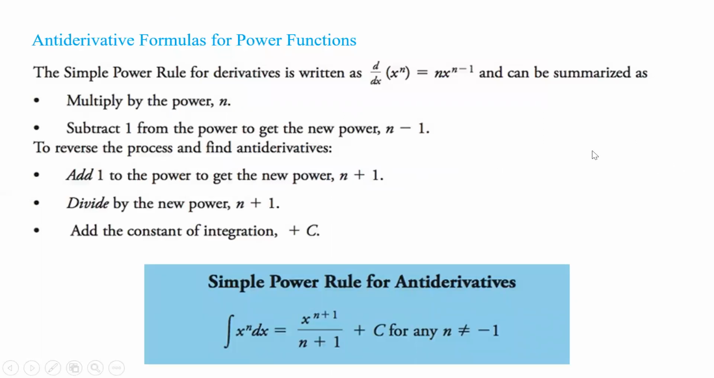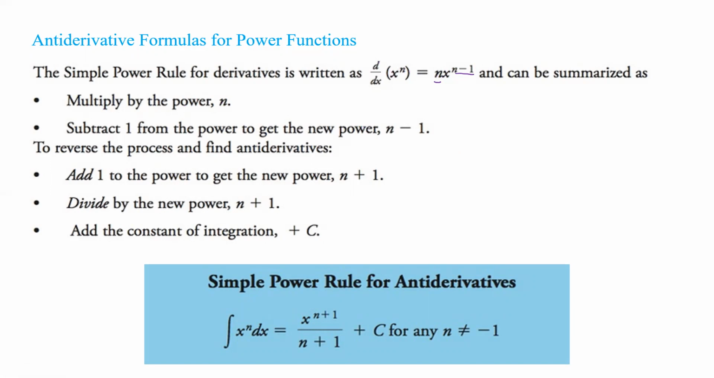All right, so how do we find these antiderivatives? Well, let's start with taking derivatives. So the simple power rule for derivatives is written as d dx of x to the n, and we get n x to the n minus 1 as our derivative. Well, how do we do that? We multiply out front by the power n, and we subtract 1 from the power to get n minus 1. So that's how we do derivatives. We've done that. Not too bad.